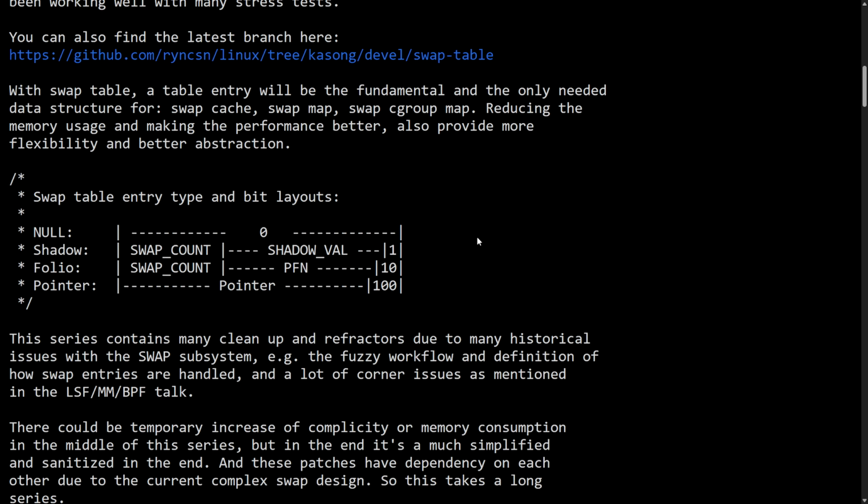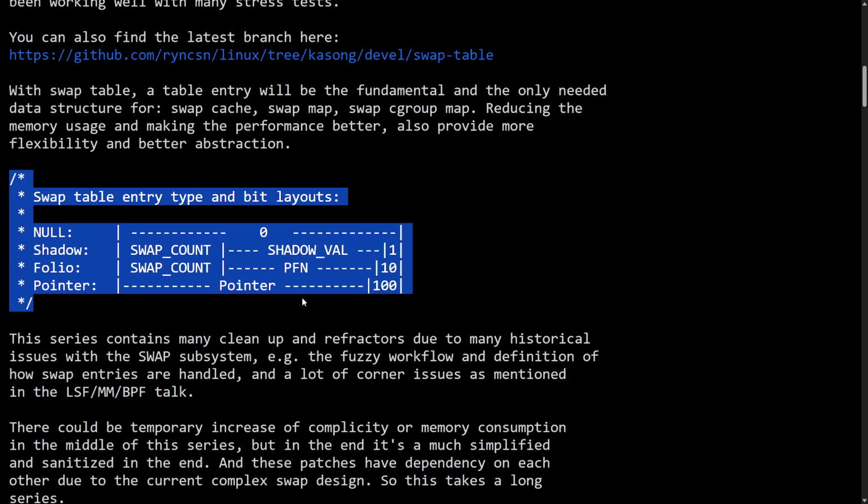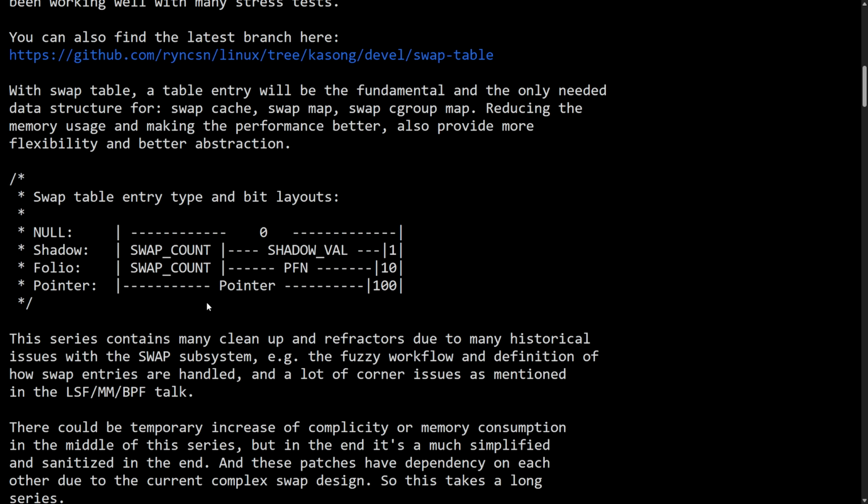We're going to get into the 20 to 30% boost claim, but here is what a swap table entry type and bit layout look like. So the layout here has null at the beginning, which just means the entry is empty. There's no valid swap data associated with it. The value is set to zero, indicating that it's a placeholder for an unused or free entry.